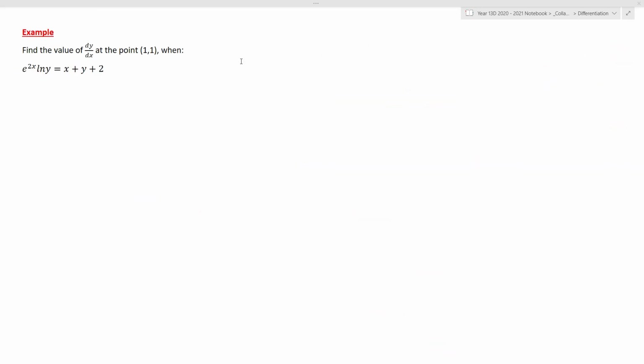So with this example, we've got: find the gradient at the point 1, 1 when e to the power of 2x log of y is equal to x plus y plus 2. So e to the power of 2x and then y is equal to x plus y plus 2. So what we're going to do is treat this term as u and v. So we're going to be using the product rule again.